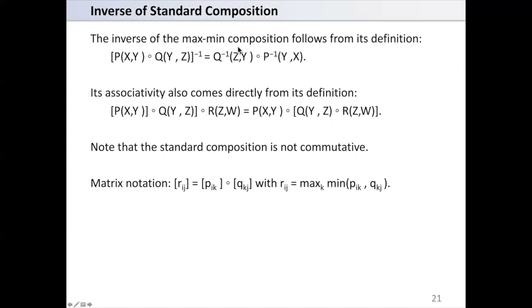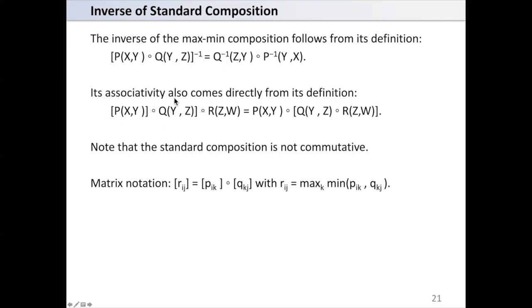The inverse of the max-min composition follows from its definition. The inverse of P composition Q is equivalent to Q inverse composition P inverse. Notice that here the order of P and Q is changing, and also for P the order of Y and X is changing. We are considering the inverse. And also for Q, the order of Z and Y is changing because we are using the inverse.